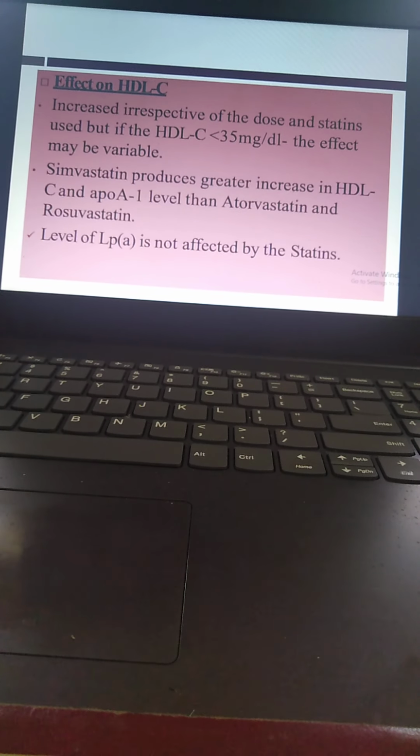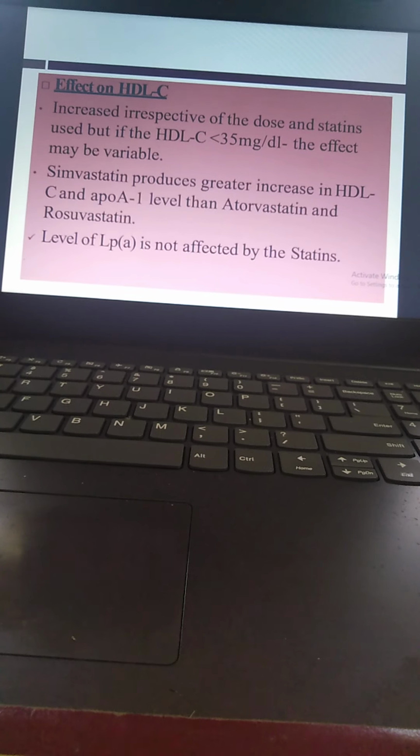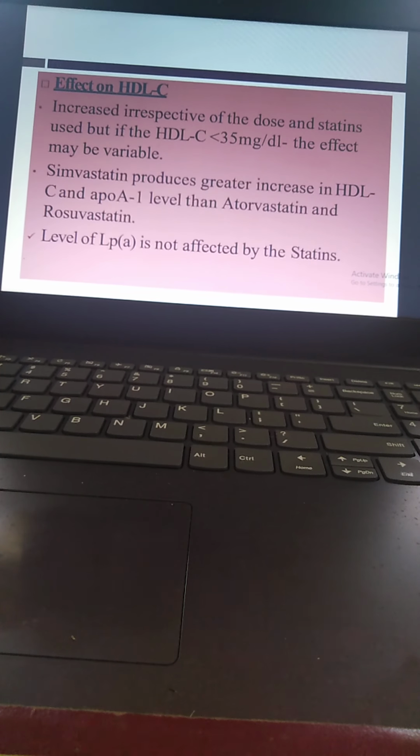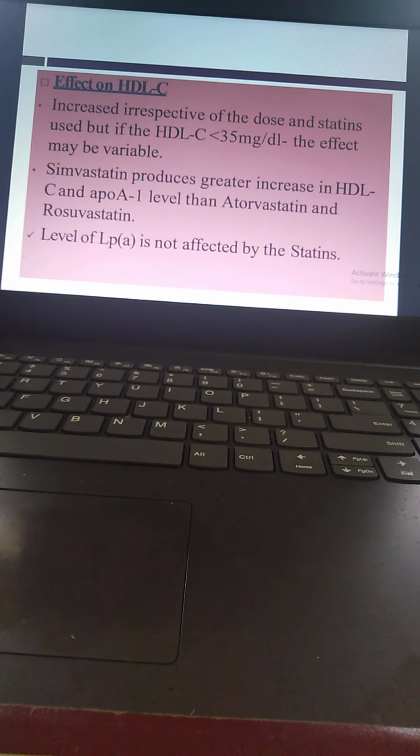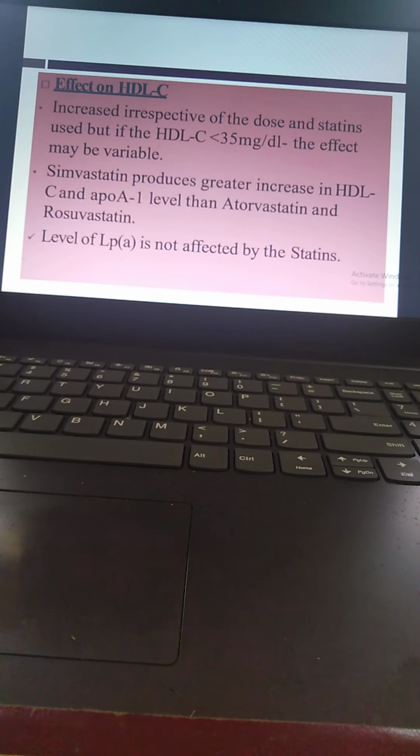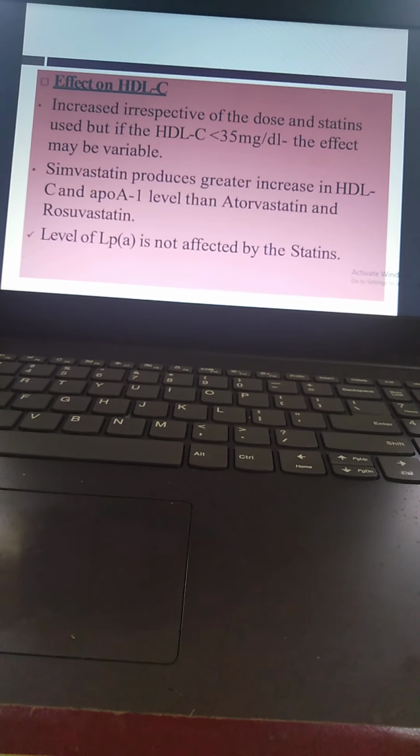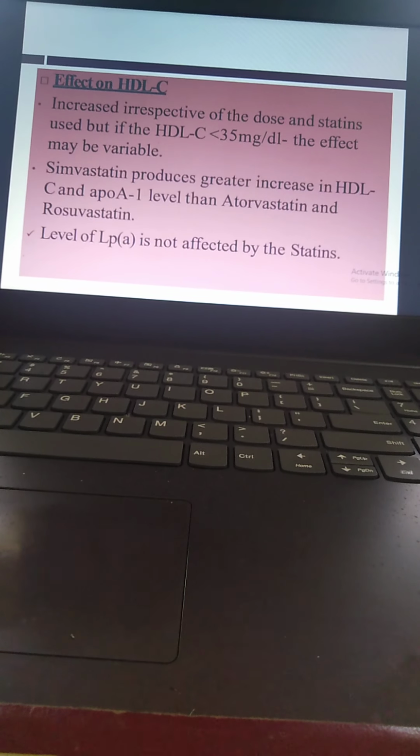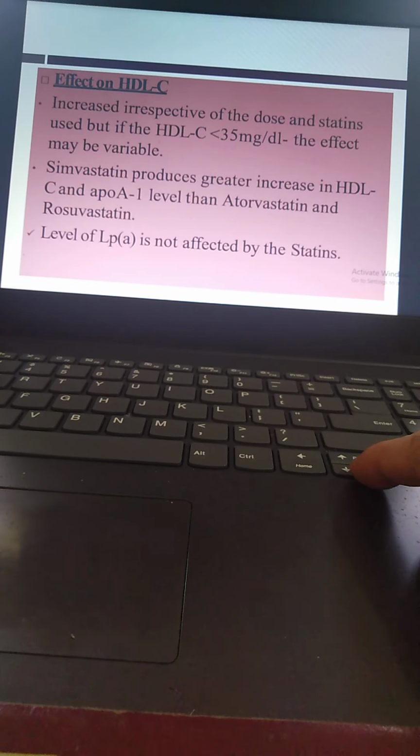Simvastatin produces a greater increase in HDL and ApoA1 level than atorvastatin and rosuvastatin. So if you compare simvastatin with atorvastatin and rosuvastatin, the HDL and ApoA1 level is improved in a good way. The level of Lp(a) is not affected by the statins, so this level is being maintained.